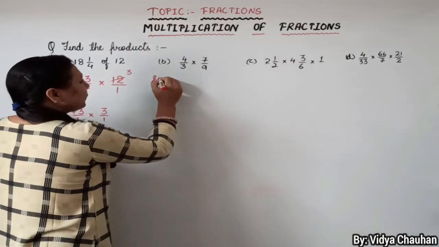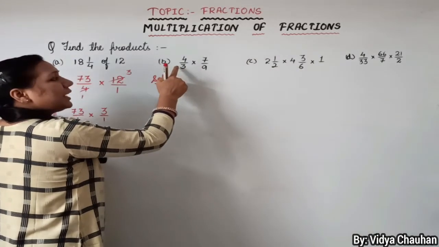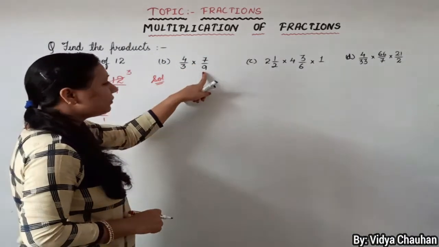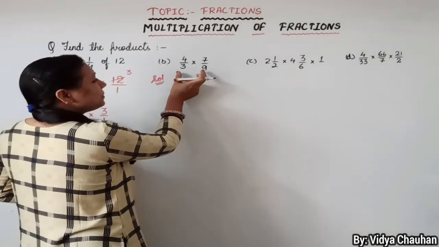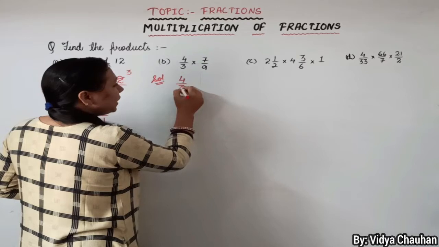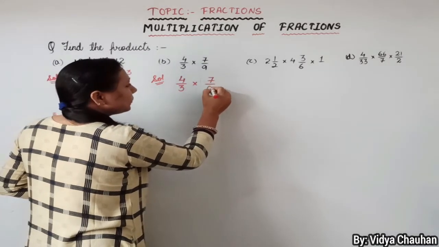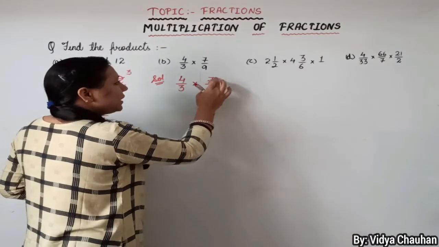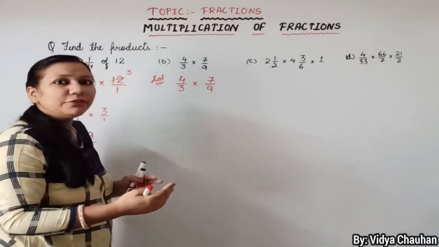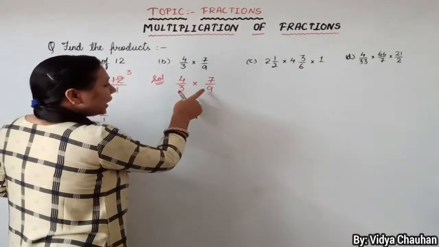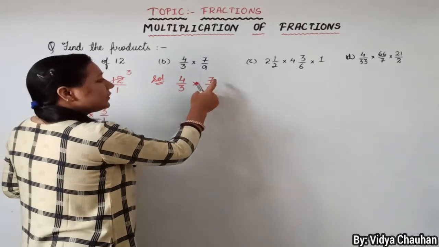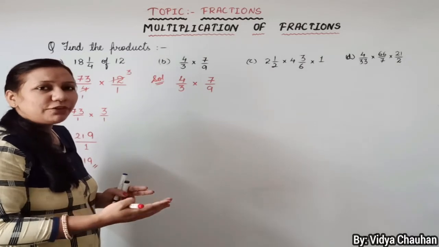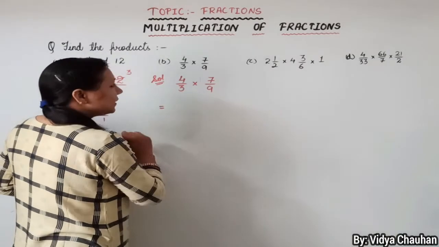Coming to the second part, in which we have to multiply 4 upon 3 with 7 upon 9. So now we have to multiply 4 upon 3 with 7 upon 9. So let us multiply here 4 upon 3 and 7 upon 9. Now very first, before multiplication, please check whether there is any term in the numerator and denominator that simplify each other. So 4 and 9, they do not. 3 and 7, no. So since there are no terms dividing each other or simplifying each other, we can just multiply the terms.